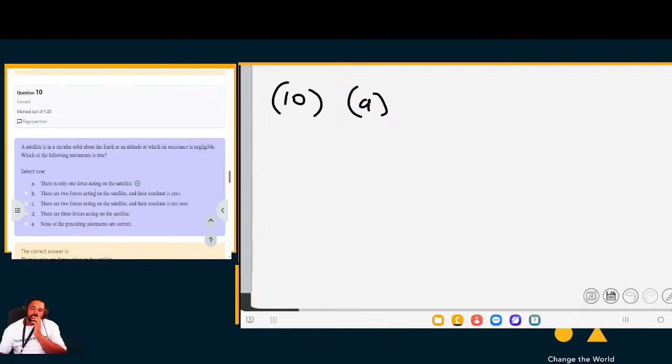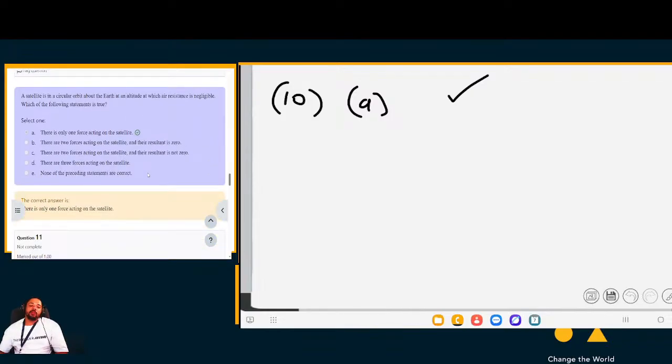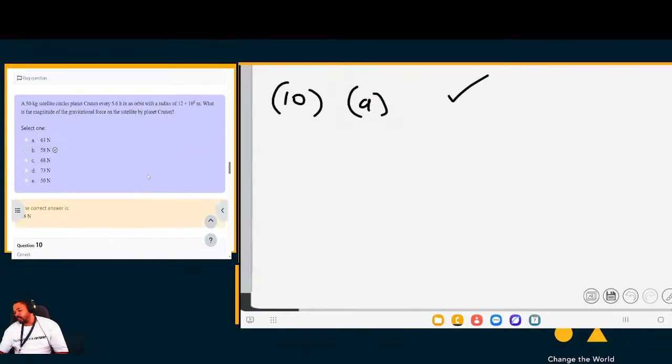Gravity is acting on the satellite. It's in conceptual free fall since there is no air resistance, there is no friction. And the satellite is not connected to anything else, so it is only one force. There's only one satellite, so A is the only correct one. There's only one force acting on the satellite.